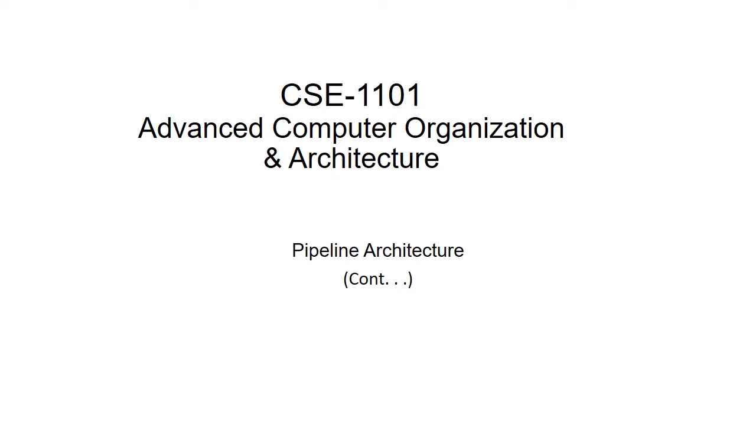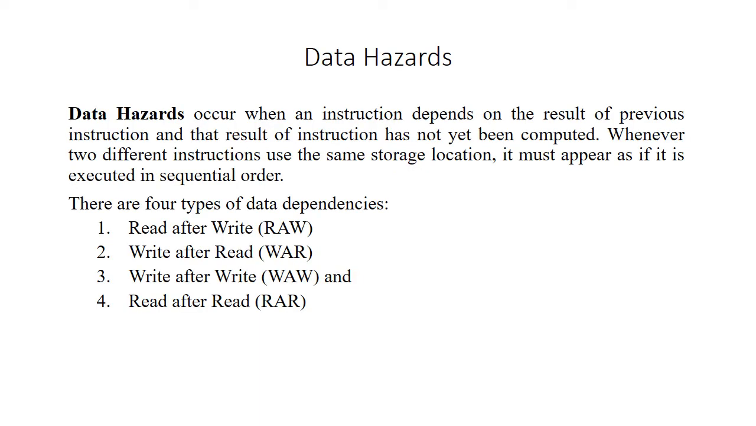This is another part of pipeline architecture. Here we will discuss the exercise and different types of examples of pipeline architecture with data hazard. So let's first know about data hazards.